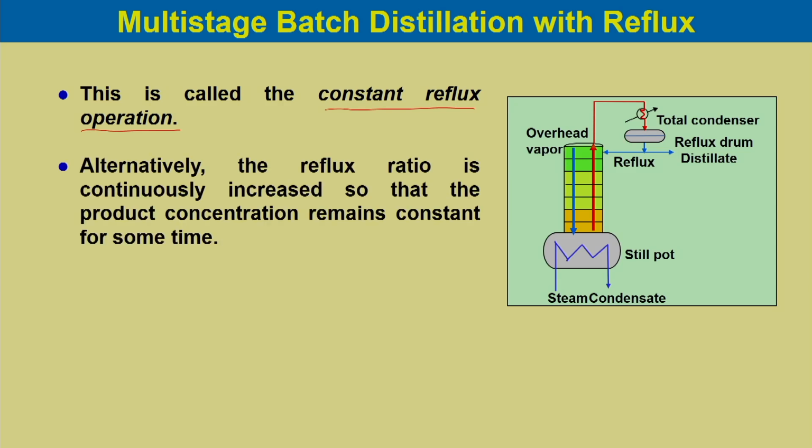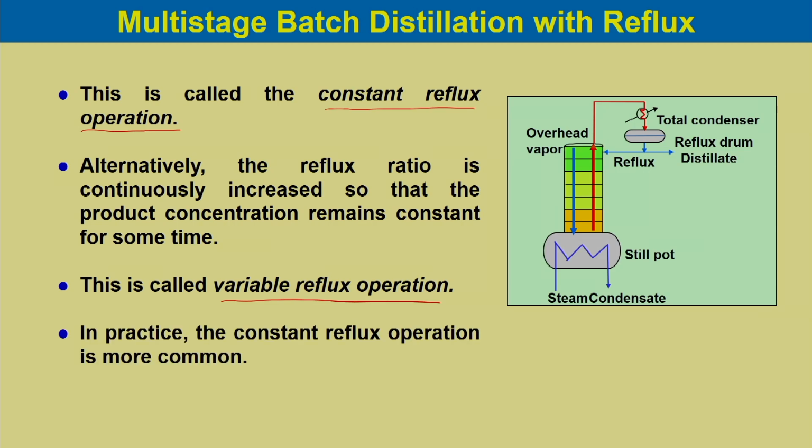Alternatively, the reflux ratio is continuously increased, so that the product concentration remains constant for some time. So, if we want to have a high purity product at the distillate, we can change the reflux ratio from very low to very high. So, the reflux ratio will be changed in such a way that the product concentration does not change for a certain period of time. This is called variable reflux operation.